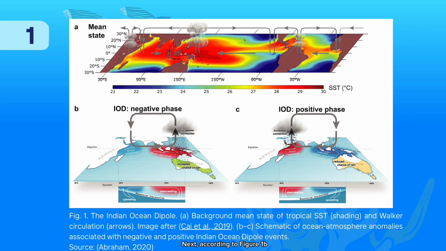Next, according to Figure 1B, which is the negative IOD phase, it is characterized by warmer SST in the eastern Indian Ocean and cooler SST in the western part. This phase leads to increased convection and rainfall in countries like Indonesia and northern Australia, while East African regions remain drier. While Figure 1C shows the positive IOD phase, marked by warmer SST in the western Indian Ocean and cooler SST in the eastern part. This phase causes increased convection and rainfall in East African countries like Somalia and Kenya, and dry conditions in Indonesia and northern Australia.